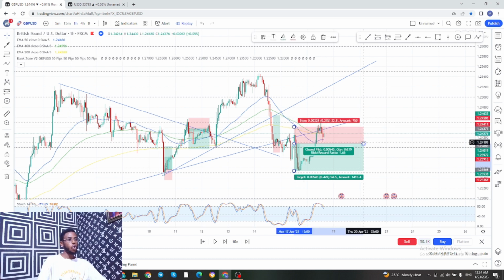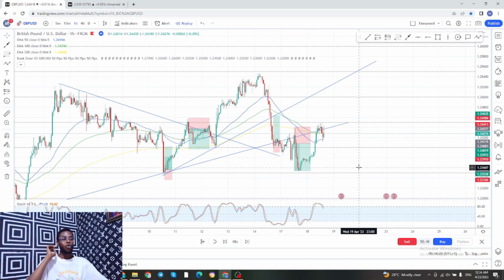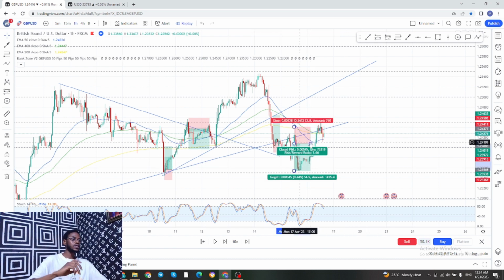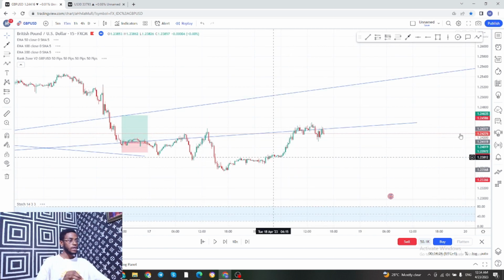I always say it in all my videos. Whenever GBP/USD breaks the trend line, it always comes back to retest, right? Always. It will always come back to retest that trend line. So let's go to the 15 minutes. You could have gotten a trade from right here, right?